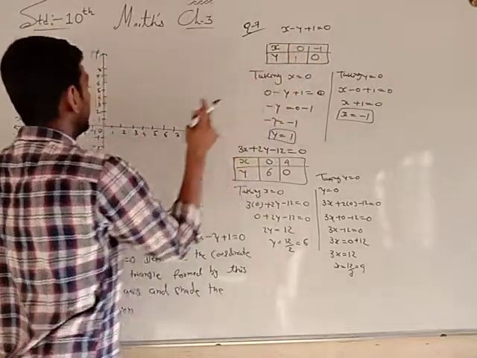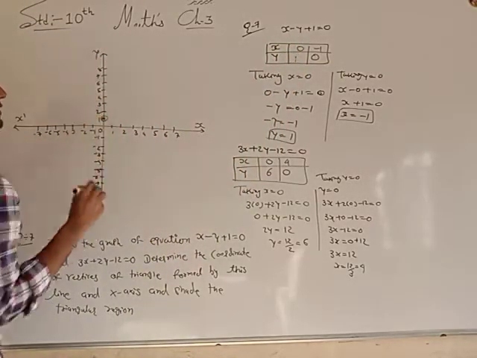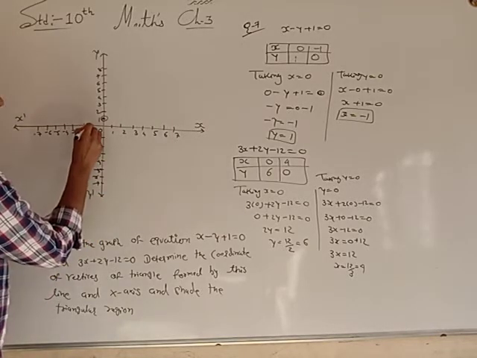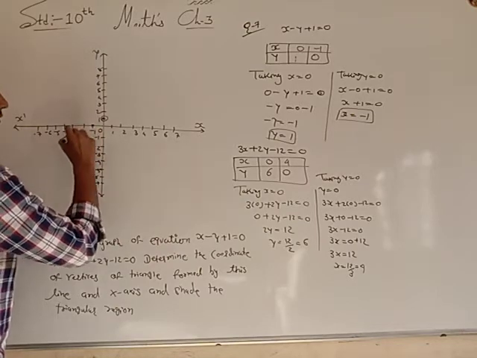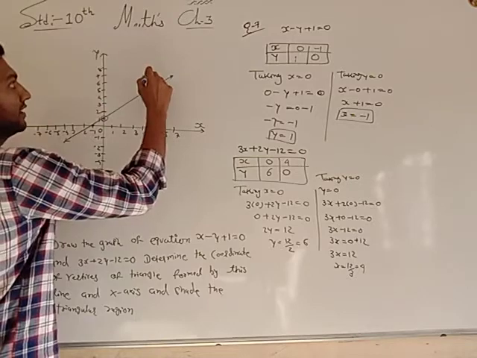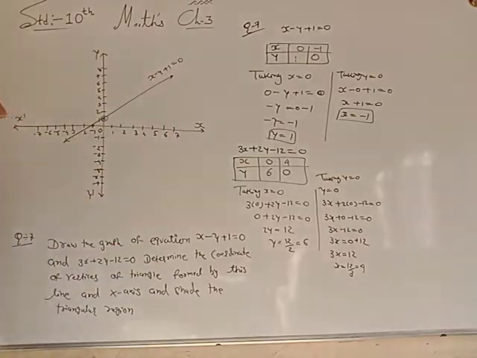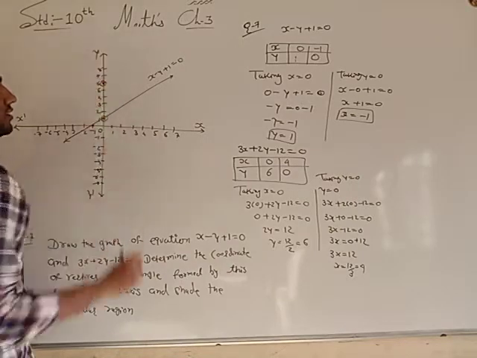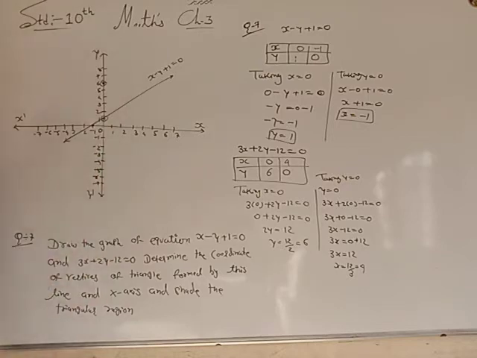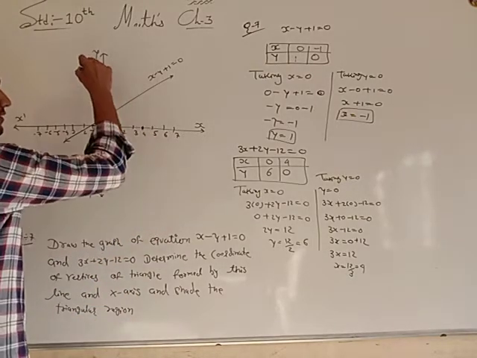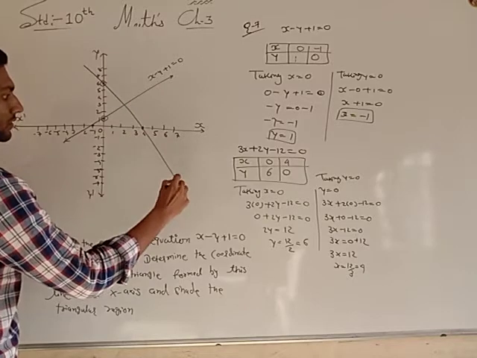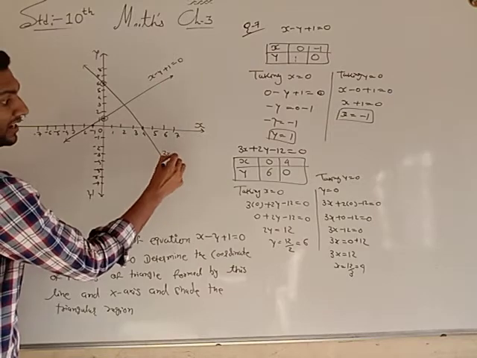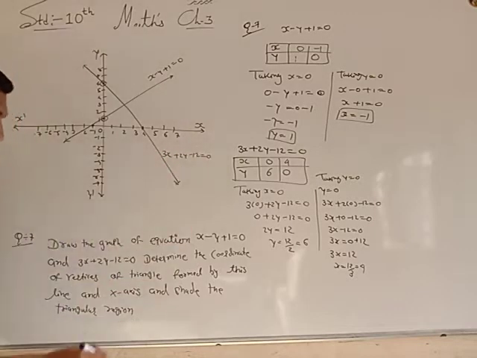x is 0, y is 1. x is minus 1 and y is 0. So my first line is ready: x minus y plus 1 is equal to 0. x is 0, y is 6. x is 4, y is 0. So this line is 3x plus 2y minus 12 is equal to 0.